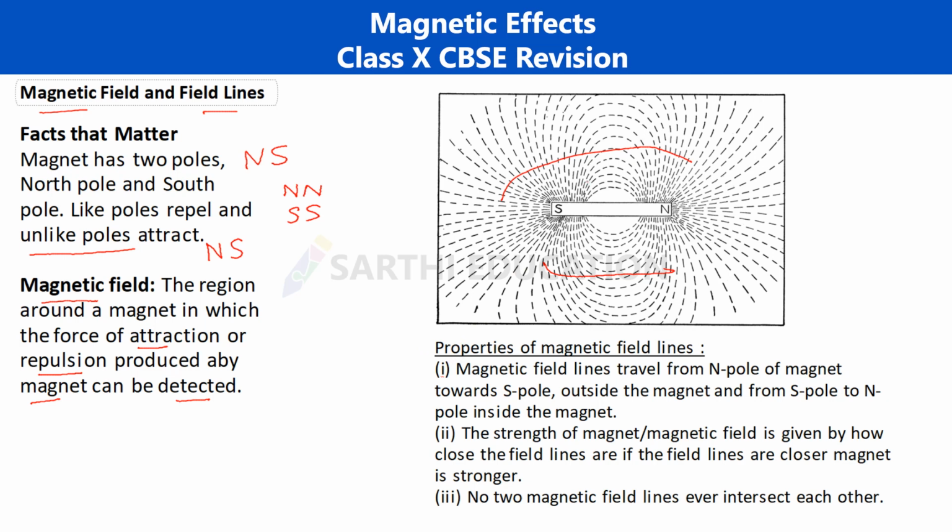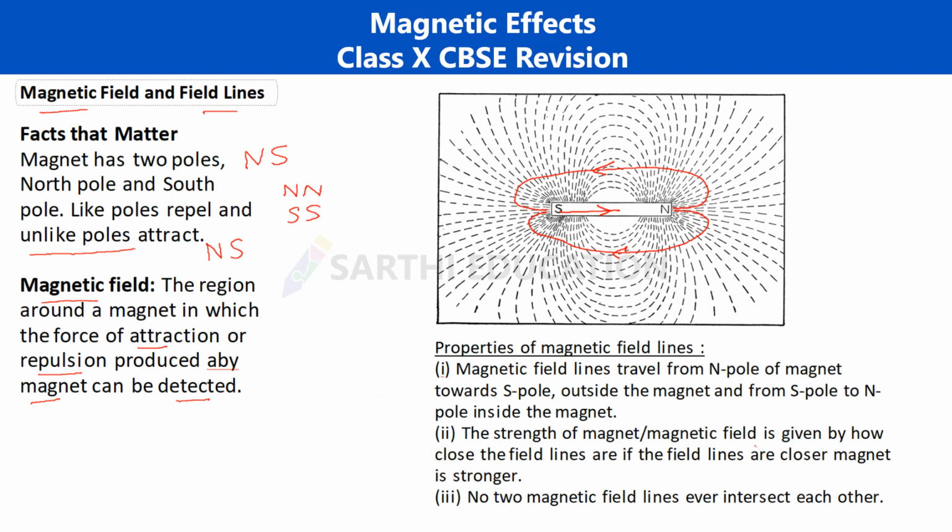Properties of magnetic field lines. Outside the magnet, that is this bar magnet, the magnetic field lines are directed from north to south, like these. You can say these field lines travel from the north to the south pole. Inside the magnet, field lines travel from the south pole to the north pole.